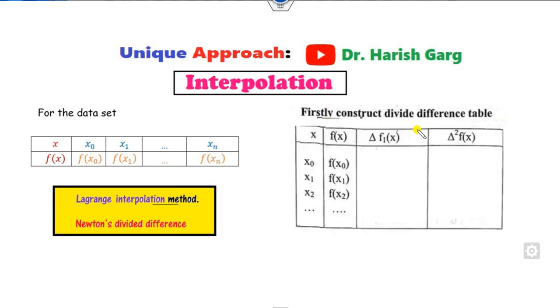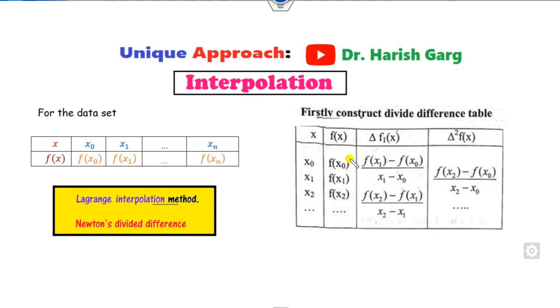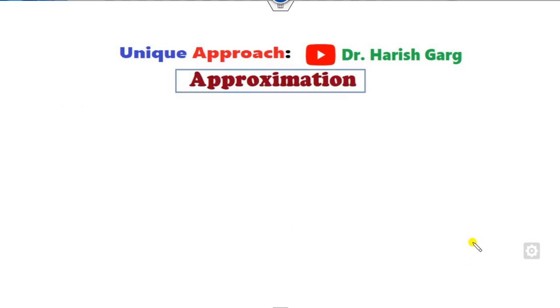In Newton divided difference, always try to construct the table. How can you construct the table? You write the first number as the difference of these values divided by the difference of these. Similarly, you do this for the next case. After that, you write the difference of the two values divided by the corresponding difference, and so on. Once you have made this interpolation, your target is to find the approximation, which is called the error.